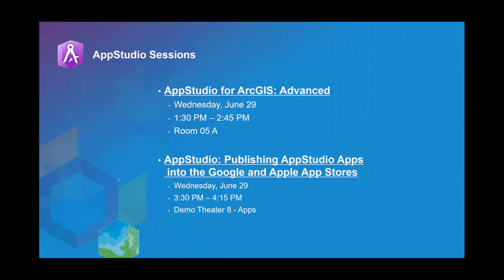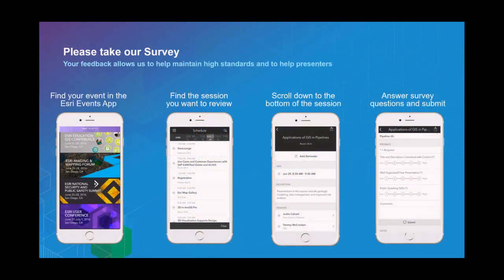But then after that, I am doing a demo theater downstairs, publishing AppStudio apps into the Google and Apple stores. That is the tips and tricks process about getting apps into the publishing process. We're not really going to spend much time in AppStudio. We're going to talk about what Apple requires, what Google requires, and things like that. That's at 3:30 today downstairs in Demo Theater 8.